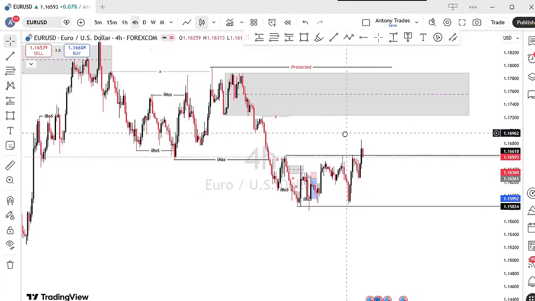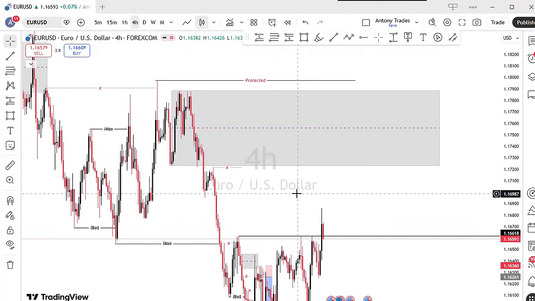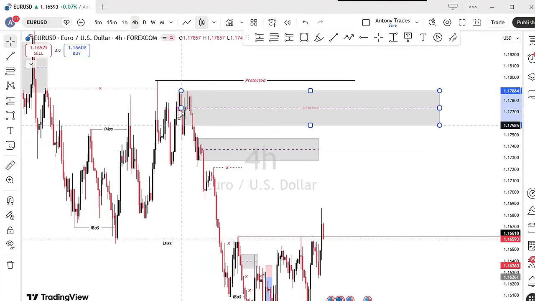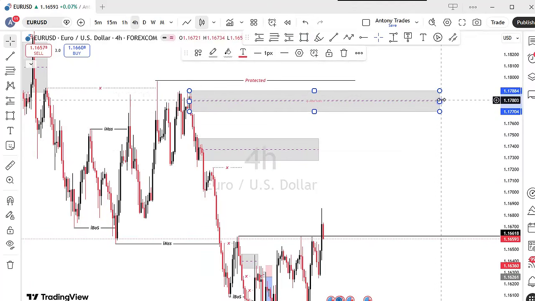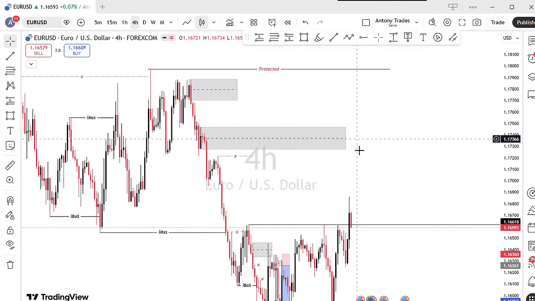When I go back to my 4 hour time frame, I'm going to refine my point of interest. And when I refine my point of interest, I can see I have this order block here. All right. And I still have this extreme point of interest that is resting above there. So now these 2 points of interest become the points of interest that I'm watching the market from.